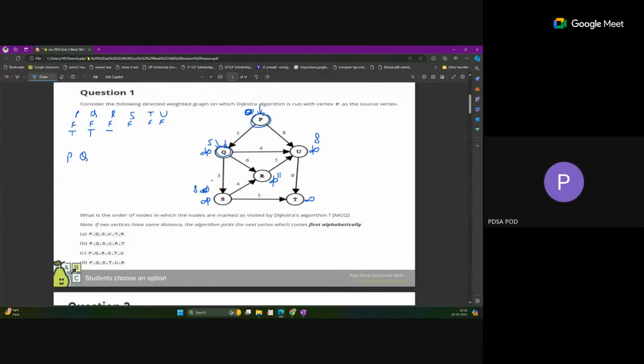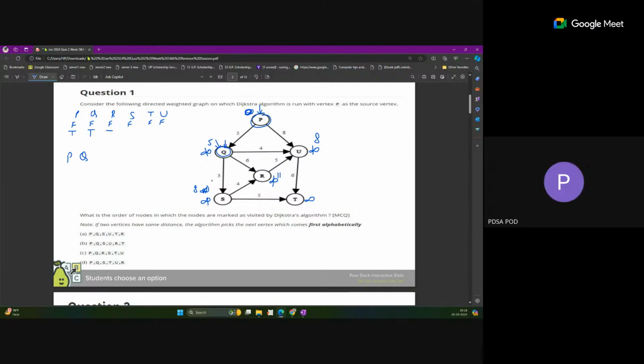Sorry, can you repeat? I just skipped. Sorry, let me repeat myself. So now from P, we are going to Q, because it is the lowest weight. From Q, we will have to go to S, that has the lowest weight, correct? Okay, from S, then we will have to go to R, right?